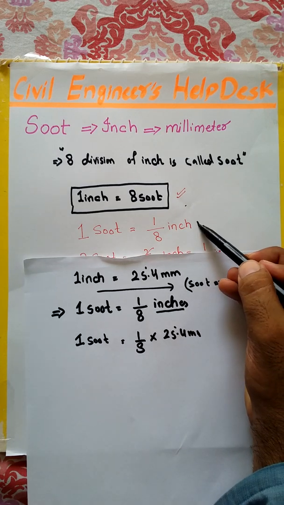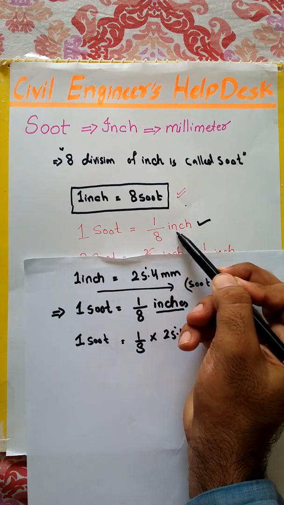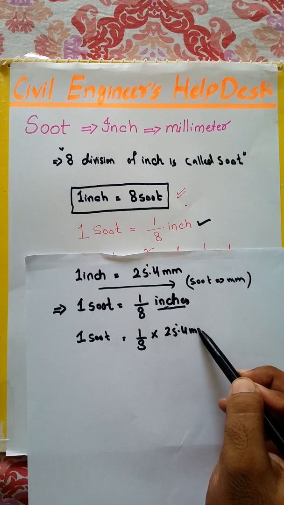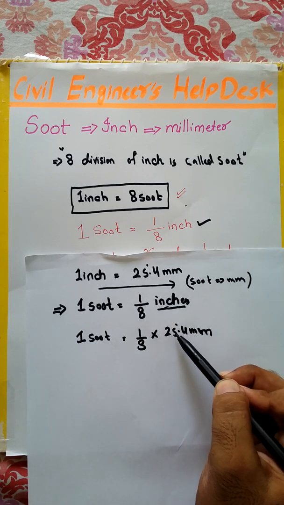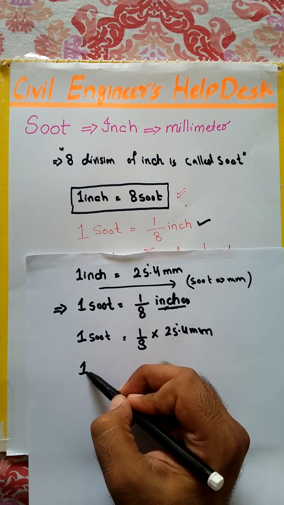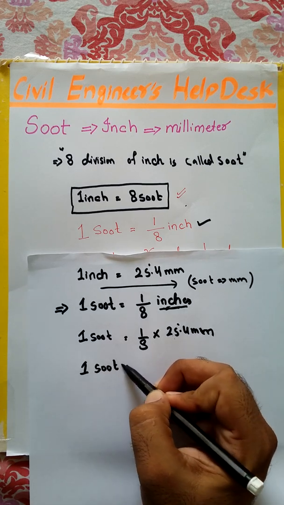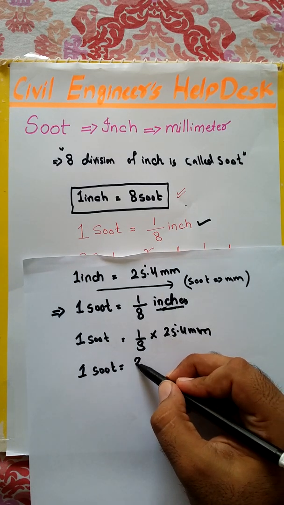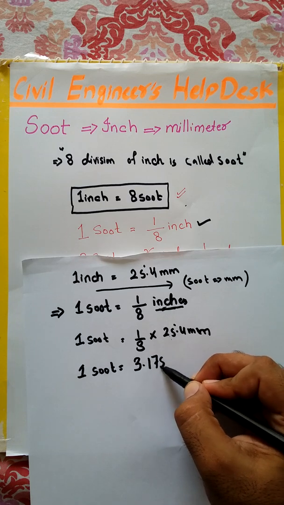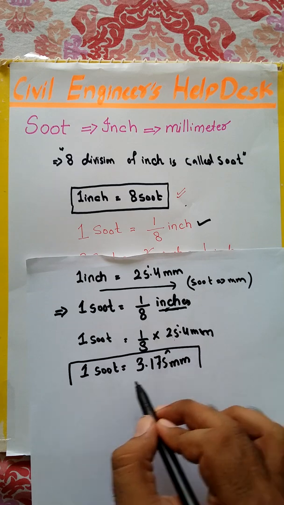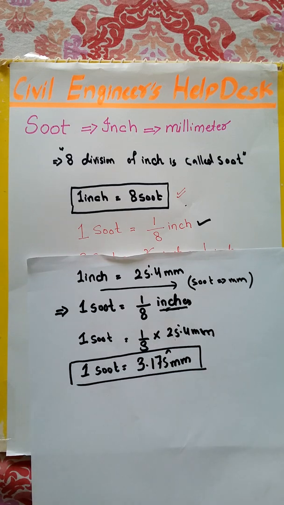I take this relationship that 1 suth is equal to 1 upon 8 inches. So 1 inch is equal to 25.4 millimeter. I put the value of inch in millimeter here, 25.4, and then after calculating 1 divided by 8 and multiplying this value by 25.4, we get 3.175 millimeter. So viewers, this is a very, very important relationship, that 1 suth is equal to 3.17 millimeter.